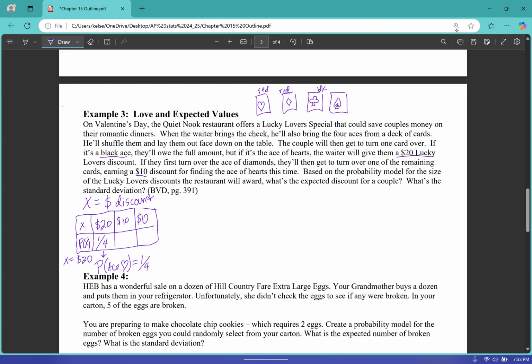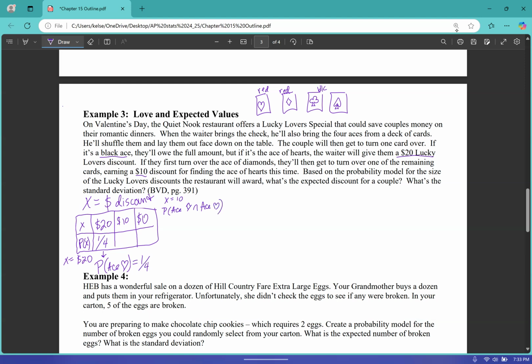All right, now $10. So we'll go over here and put X equals 10. How can I get the $10 discount? I have to pull the Ace of Diamonds and then I have to pull the Ace of Hearts, right? So we have to get the probability of the Ace of Diamonds and also the Ace of Hearts.